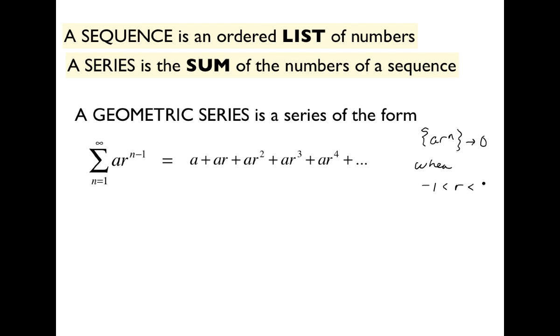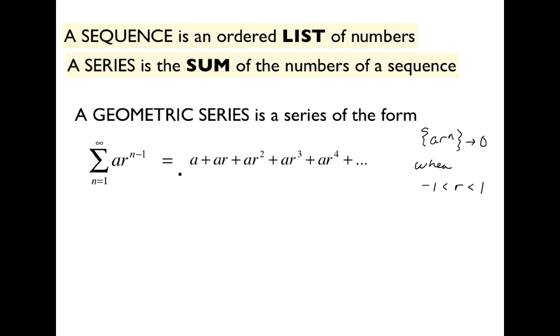Hopefully you remember that's between -1 and 1. That's when the sequence converges. So what about the series? For what values of r, when we add them all up, do we get a finite value? We know that the sequence goes to 0.